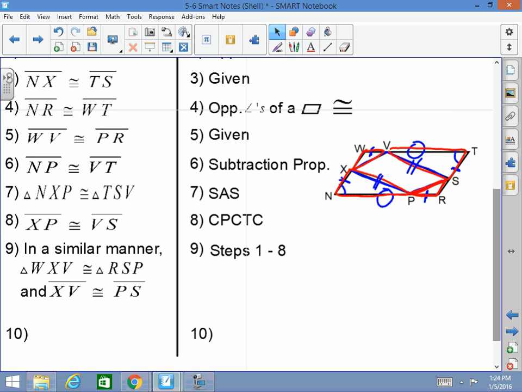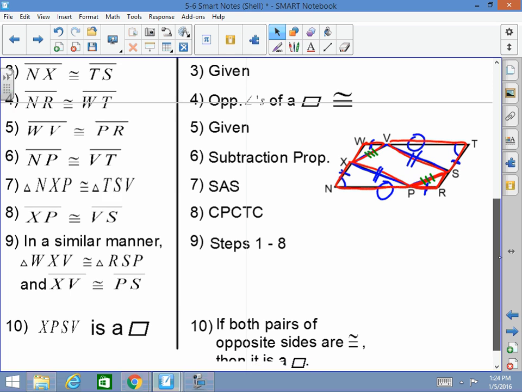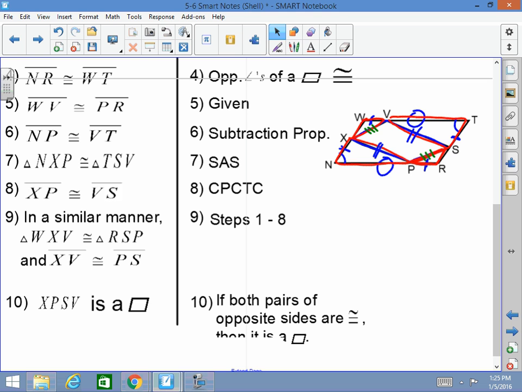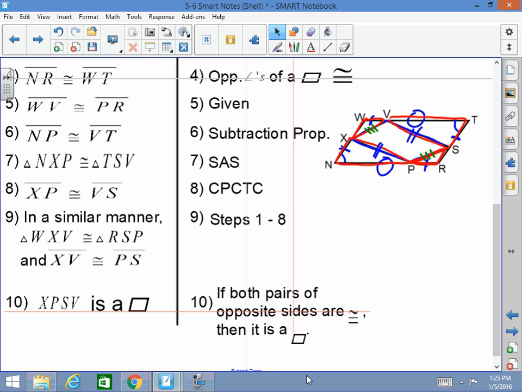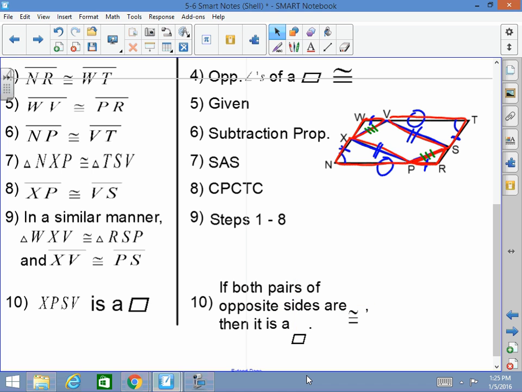And now once I prove that, I prove that this guy is congruent to this guy. And now I've proven that both pairs of opposite sides are congruent. So therefore, it is a parallelogram because both pairs of opposite sides are congruent. So then it is a parallelogram. Is there another example? That's it.